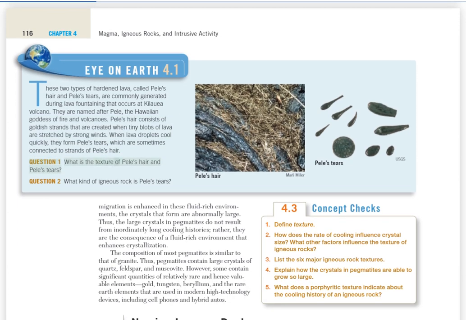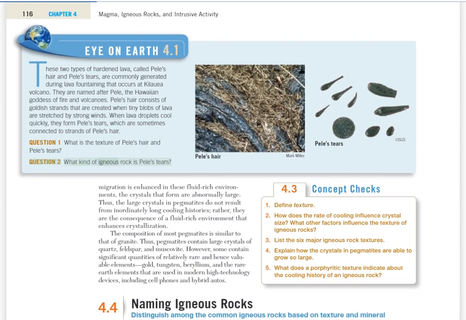Question 1. What is the texture of Pele's hair and Pele's tears? Question 2. What kind of igneous rock is Pele's tears?